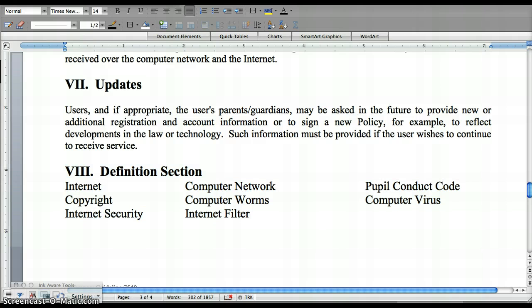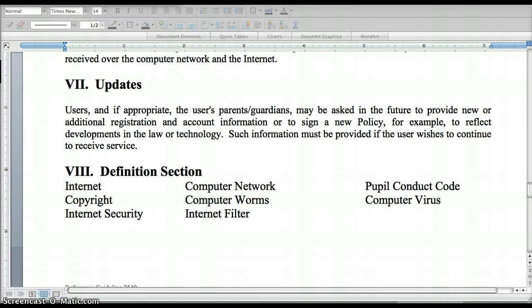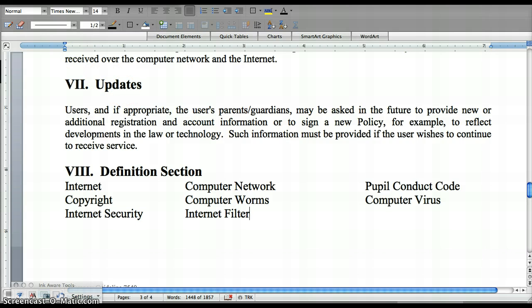At the end, I threw in just a definition section with a couple words, and there could be many others that would be unfamiliar to some of these people, but those are the words that popped out to me that I would add. Sorry about the dog in the background, but where was I at? Oh, everything's there except for the definition section, and just some keywords that I thought would be beneficial.